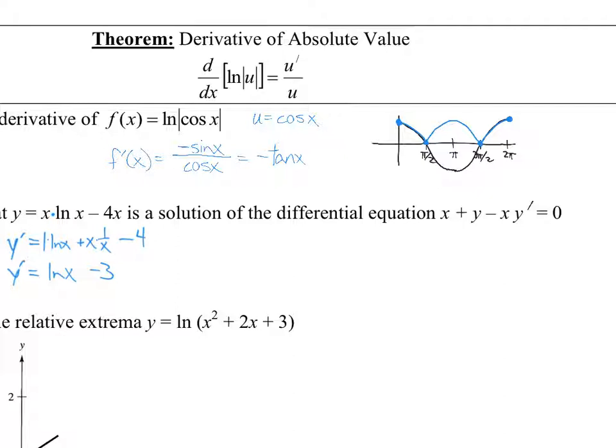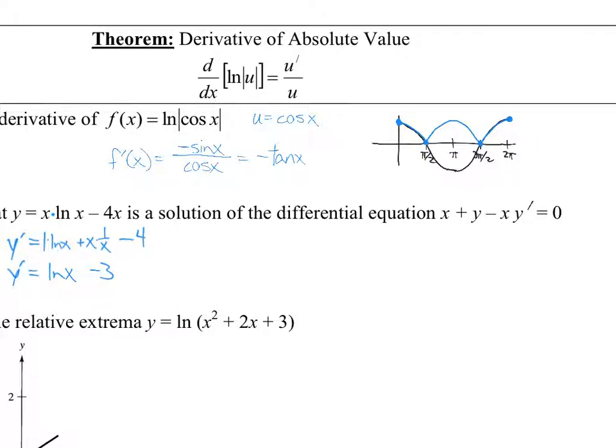Set them equal to each other. Set what equal to each other? ln x minus 3 equals x plus y minus x y prime. Well, let's think about that. ln x minus 3 equals y prime. Does this equal y prime? No, but solve that equation for y prime, and then put the ln of x minus 3 where y prime is inside. Okay, that could work.